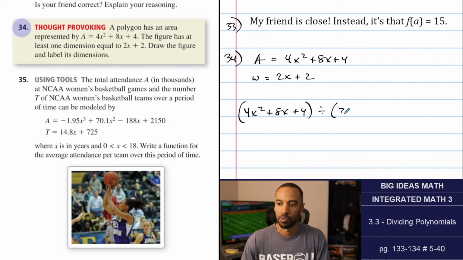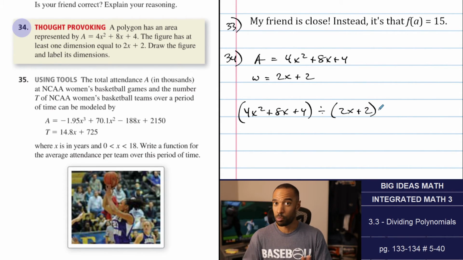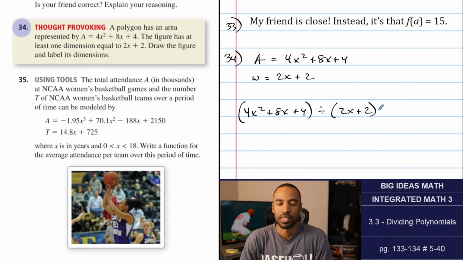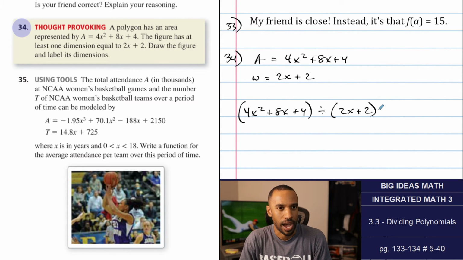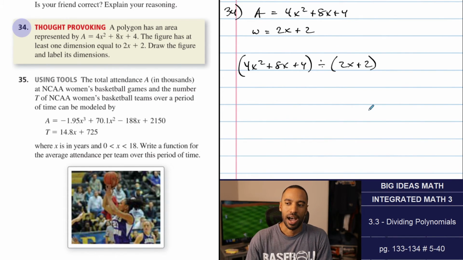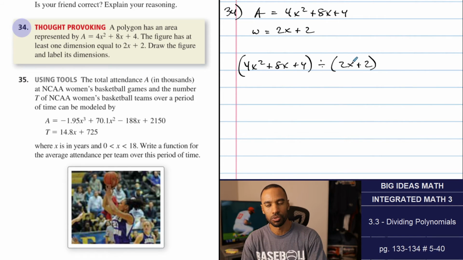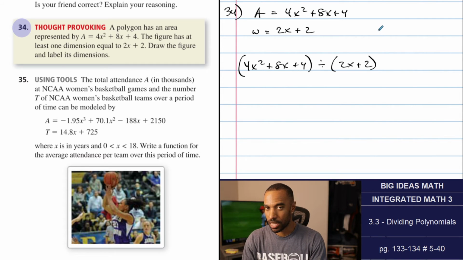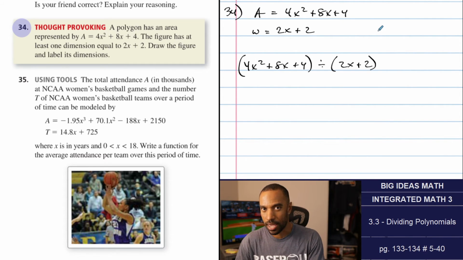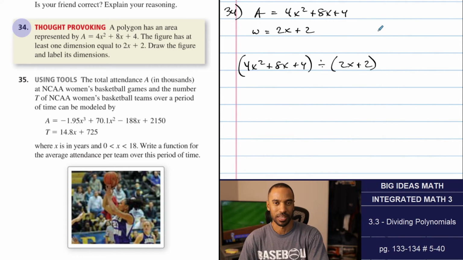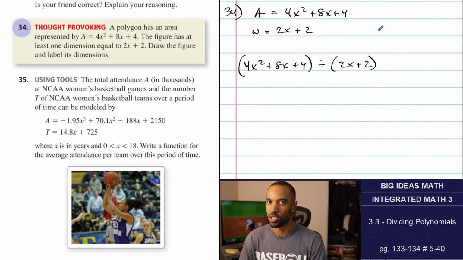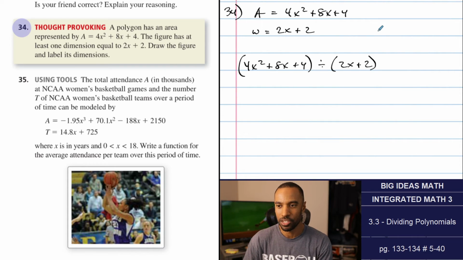Now, here's the thing, and this is a big thing. This is where synthetic division is maybe not advised. Because you do not do negative 2 as your root when you do this, because this is not x plus 2, it's 2x plus 2. You can use synthetic division, but it requires that you know what's going on. I'm going to start with long division to make sure we know what the answer is, and I'll show you what you can do using synthetic division.